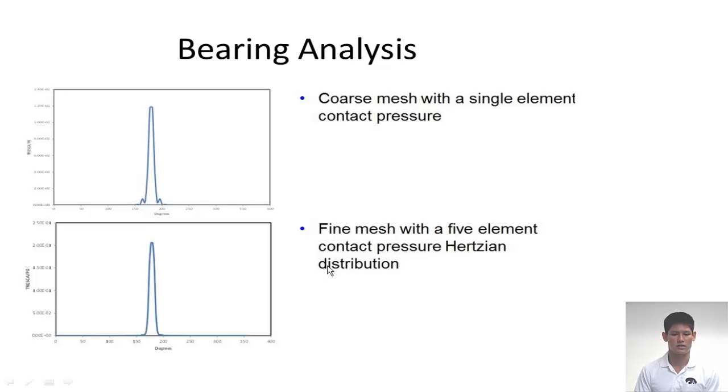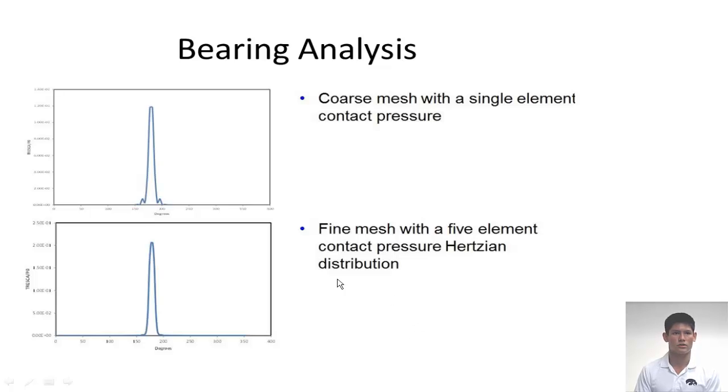For our bearing analysis, I experimented with a coarse mesh and a fine mesh. That's how many elements you have per unit of space within the ball bearing. With this coarse mesh, we have a single element contact pressure, so that's without the Hertzian distribution. And you can see there's some noise here on the sides instead of a nice smooth curve like we see in the fine mesh with a 5-element contact pressure distribution. So that shows the importance of the Hertzian distribution, as well as using a fine mesh versus a coarse mesh.